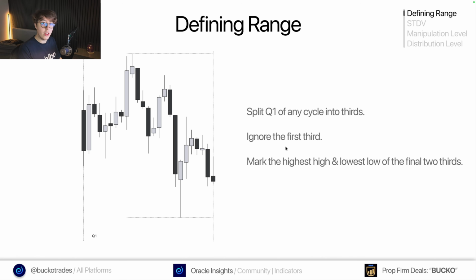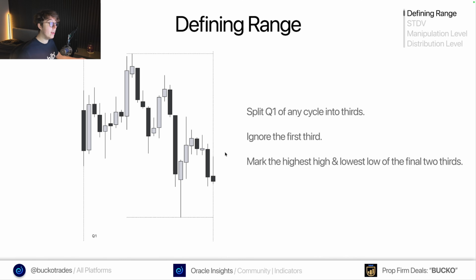So Asia actually starts at 6 p.m., ends at midnight. So we look only from 8 p.m. till midnight, okay? And then once we've got that 8 p.m. till midnight, those final 2/3, we mark the highest high and the lowest low of the final 2/3, okay?